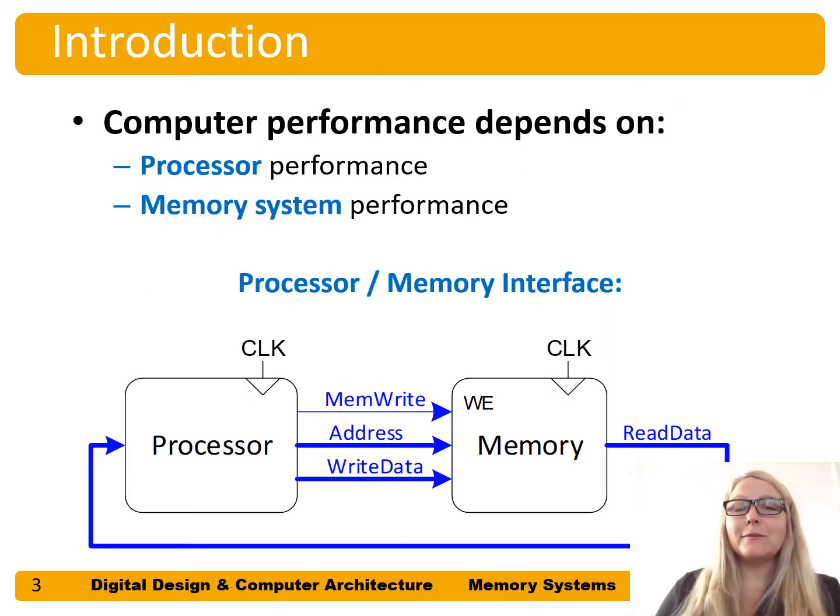A computer system's performance depends on both the processor performance and the memory system. Here's a picture of the processor-memory interface. We have the processor that sends the memory write signal, address, and write data to the memory, and the memory returns the read data to the processor.